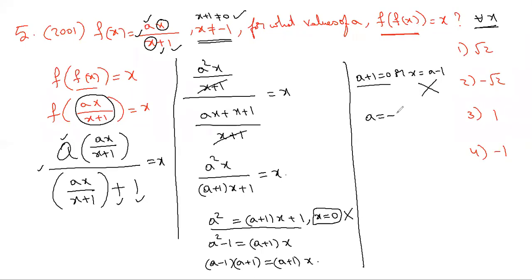That means if a equal to minus 1, this condition f of x equal to x is not depending on any x value. So if a equal to minus 1 happens, you can have x value anything, but still this condition is true. So that's the answer.